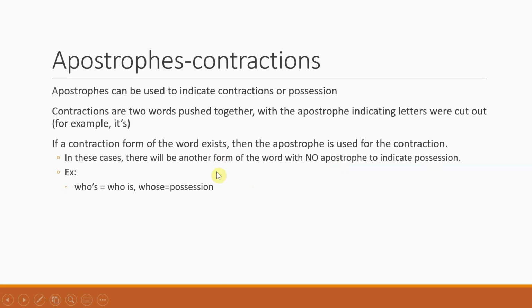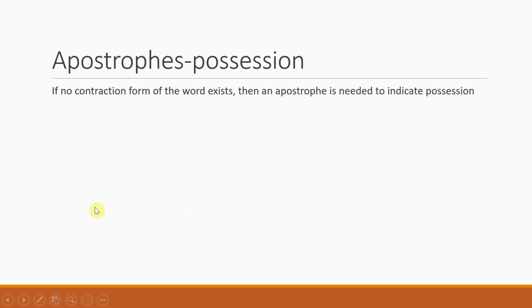So let's see an example of that. Who's. That's a contraction of who is. So therefore, if I need to have possession, it's going to be whose, W-H-O-S-E. It's a totally different spelling of the word. So because this contraction exists, that's what the apostrophe is going to be used for. Let's see another one. They're. This is a contraction for they are. So if we want the possession version of this word, it's their with an E-I, totally different spelling. Again, the contraction takes priority for the apostrophe.